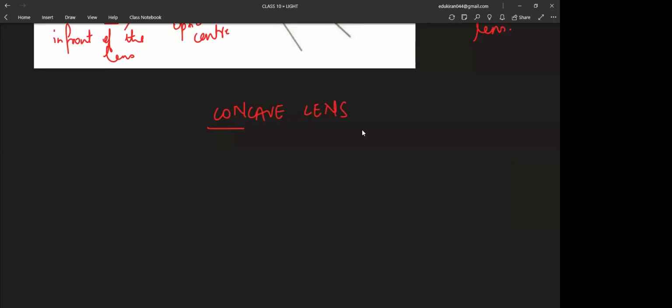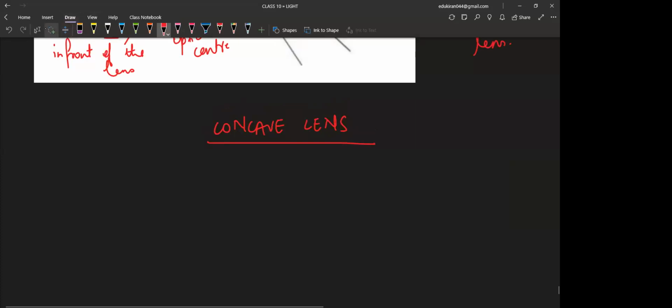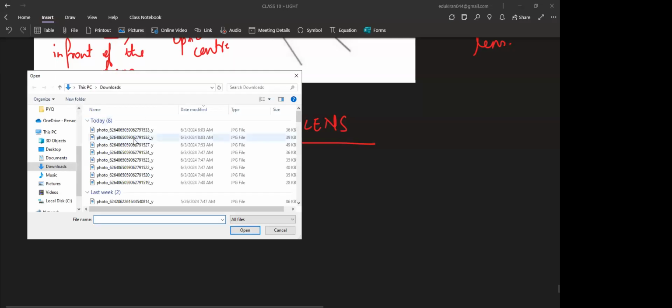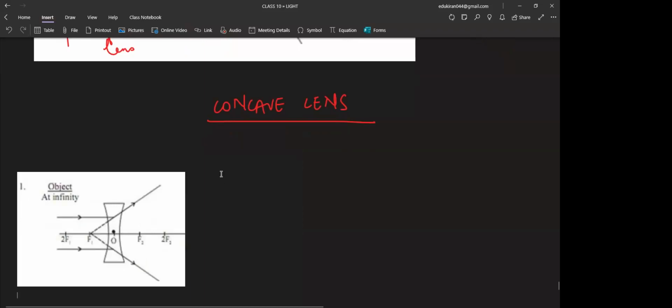See, in mirrors, concave mirrors are more important than convex mirrors. But in lenses, convex lenses are more important than concave lenses. Concave mirrors and convex lenses are more important from your examination perspective, because they have more examples.